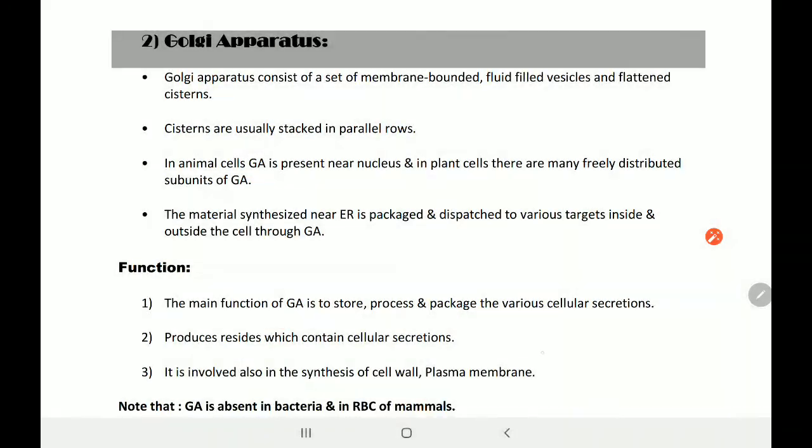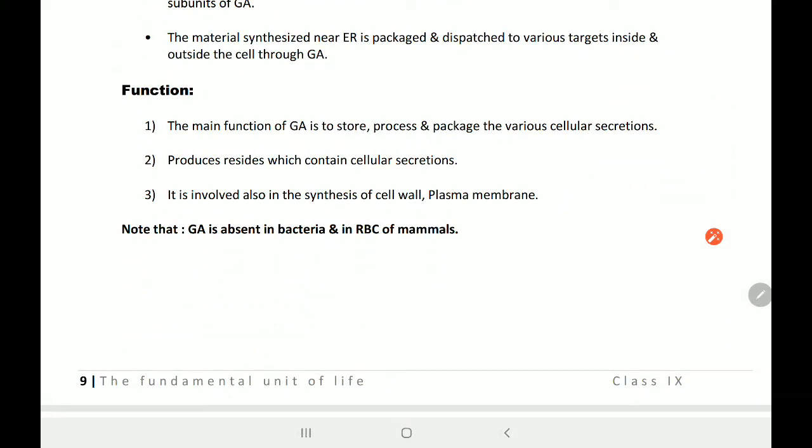Moving ahead. Of course, the Golgi apparatus is absent in bacteria and of course in RBCs of mammals. So, if the ER is absent, see, if the ER is present, then only the Golgi apparatus is necessary or required. That's why it is absent in both. The RBC doesn't have both things, the ER as well as the Golgi apparatus.